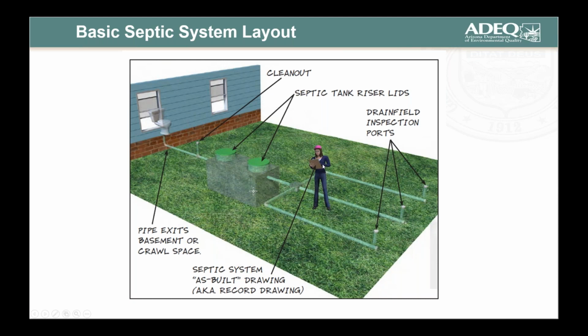And then the inspector here is holding a clipboard with the as-built drawings, also known as the record drawings, to help them properly locate the septic tank and disposal field. And then we have some drain field inspection ports. Hopefully your system has those. I recommend them. They help you evaluate what's going on a little better in your disposal field. If you have them, you can remove the cap, take a mirror, and shine sunlight down in there. You could use a flashlight if need be, but sunlight will give you much better illumination.